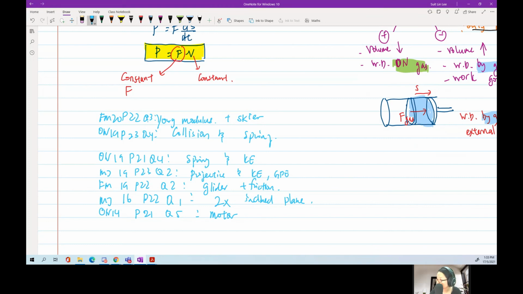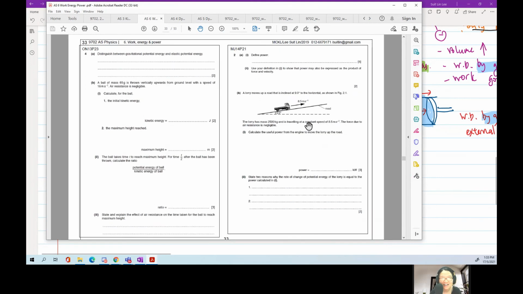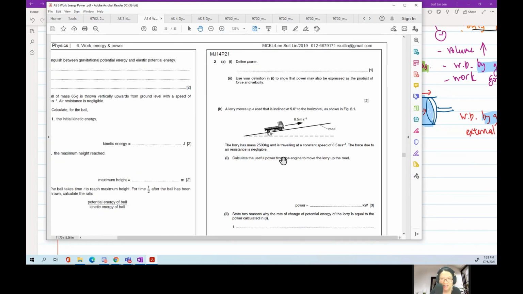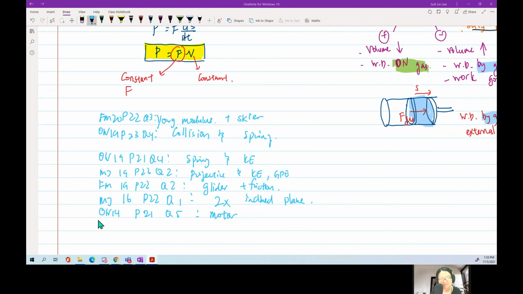The truck one. Sometimes when I show students this truck question, they're like, oh, I did before, but I don't know why exam cannot do. There. I include here again. Don't know why. May, June 2-1, paper 2-1, question 2. Okay, motor, efficiency, power, and all that lah, plus inclined plane.